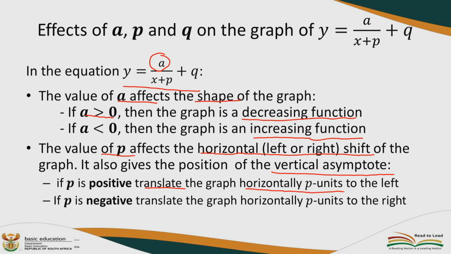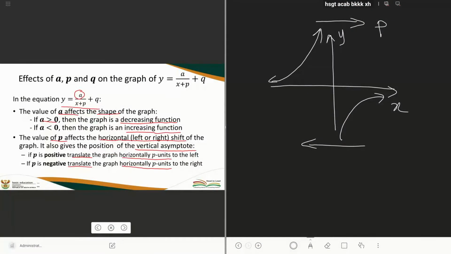Also, if P is negative, it's a translation that you are going to do on your mother graph, and this translation is going to be horizontally P units to the right. So if we are having this as our mother graph, and P is positive, we are saying that your graph should be moved to the left.